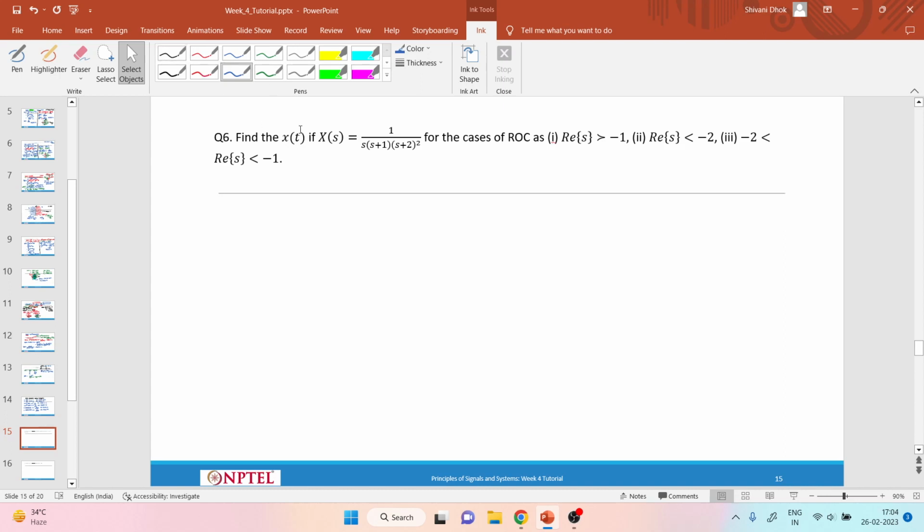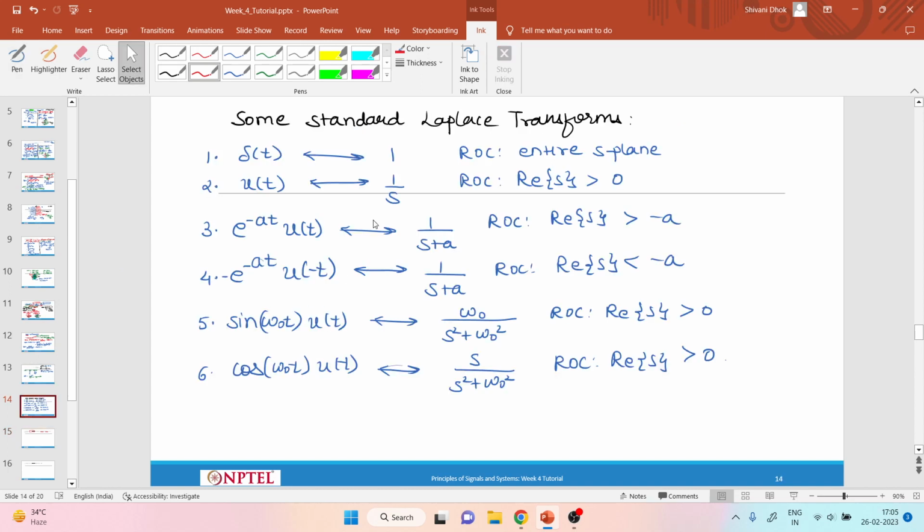So let us look at the first question. So here we are given x of s something like this. So my x of s is equal to 1 upon s into s plus 1 into s plus 2 square, and we have to find x of t for three cases of ROC. The first one is real part of s greater than minus 1, the second one is real part of s less than minus 2, and the third one is where real part of s lies between minus 2 and minus 1. So let us first try to find this x of s in a much simpler form so that we can use at least one of these things.